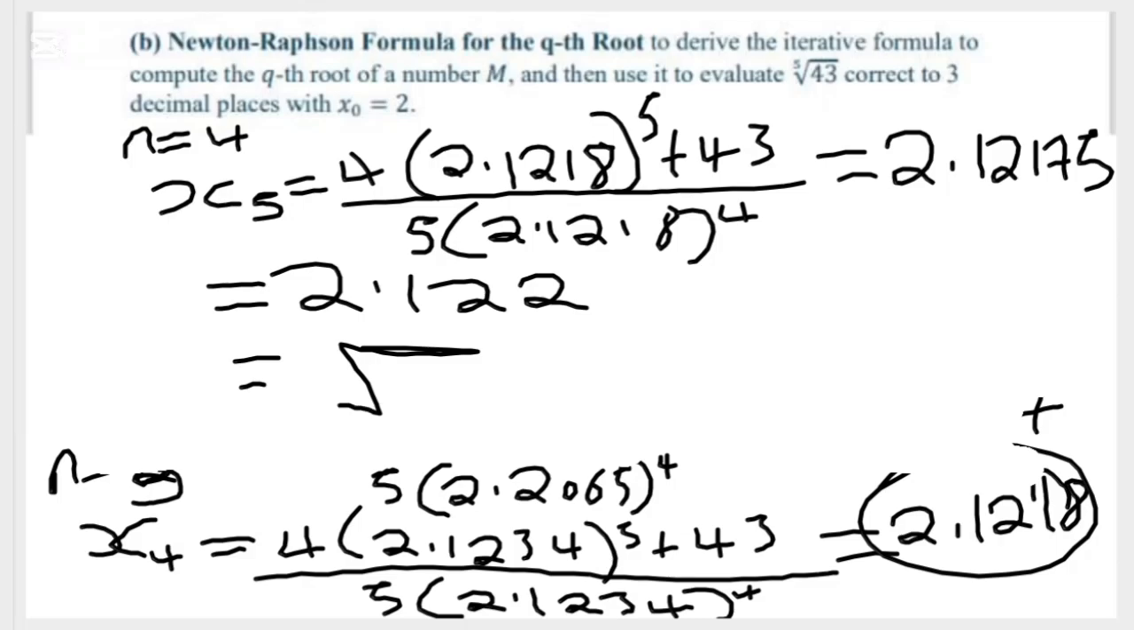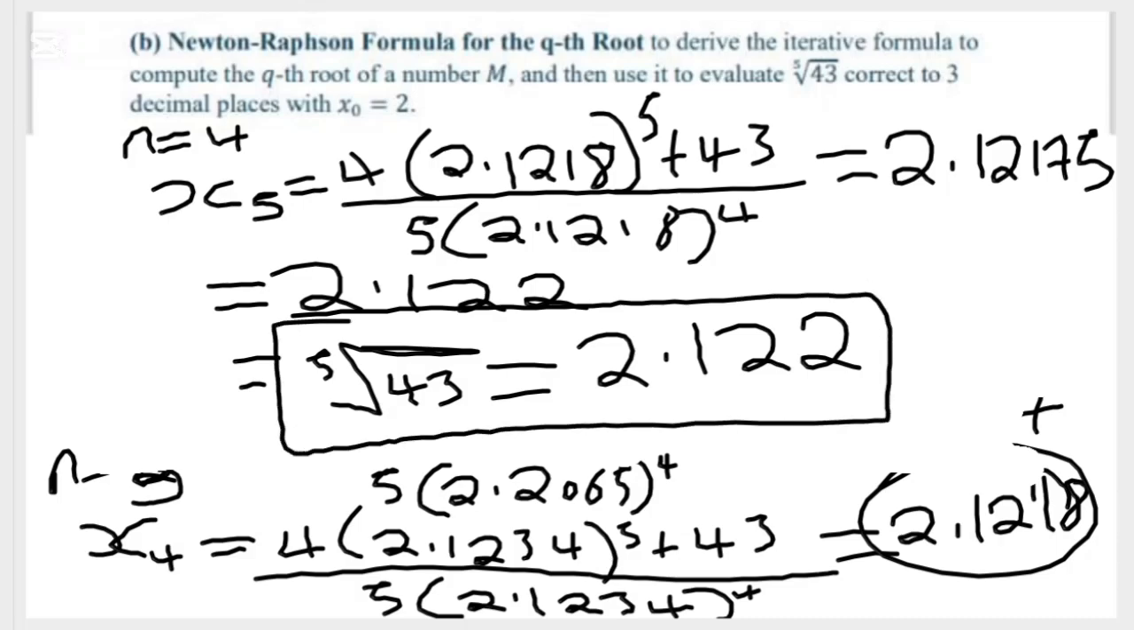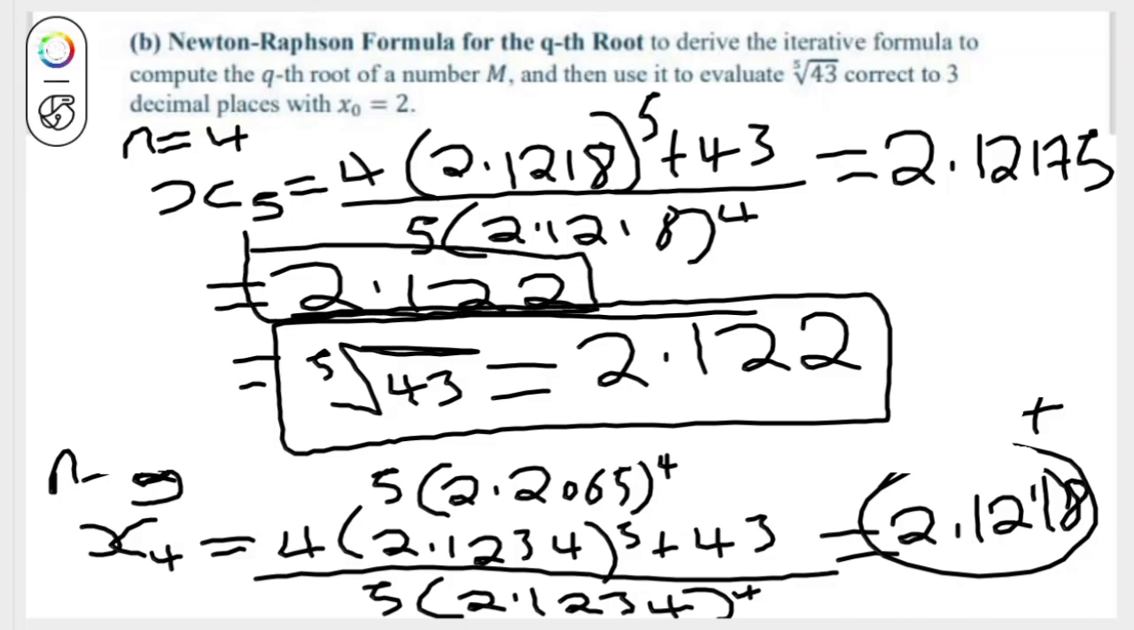The next thing you should know is that if you press on the calculator the fifth root of 43 to 3 decimal places, you will automatically get 2.122. If you round it off to 3 decimal places, you get 2.122, and we also get 2.122 in our iteration. So therefore, this is the solution of this Newton-Raphson formula for the qth root.